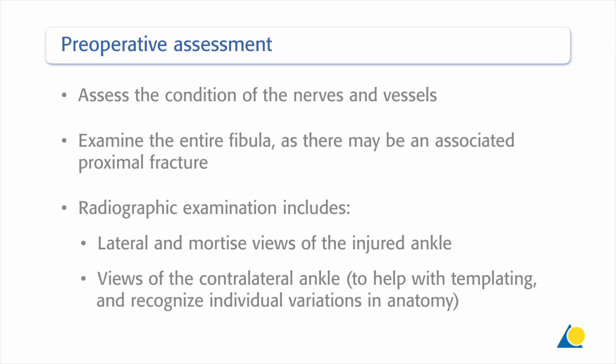Preoperative preparation is essential. Clinically, it is important to assess the condition of the nerves and vessels, and examine the entire fibula as there may be an associated proximal fracture. Radiographic examination includes lateral and mortise views of the injured ankle and views of the contralateral ankle to help with templating and recognize individual variations in anatomy.